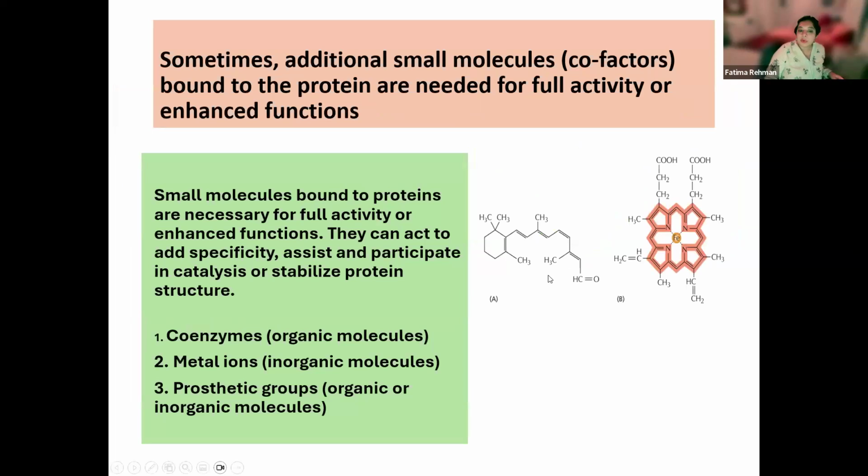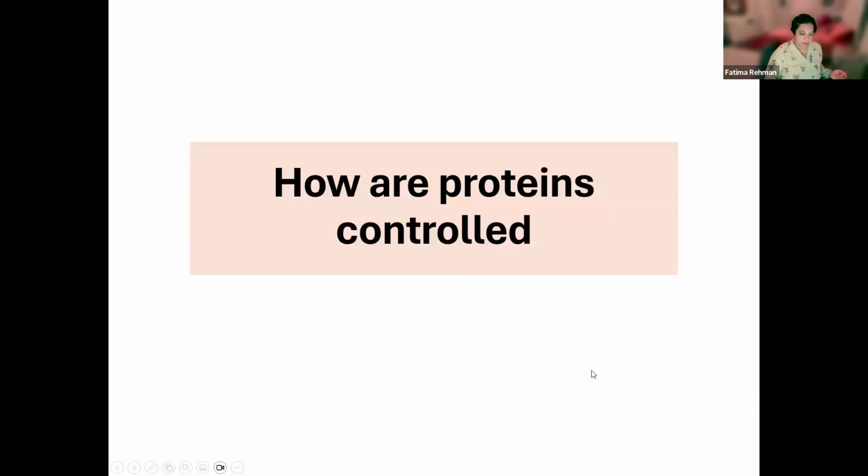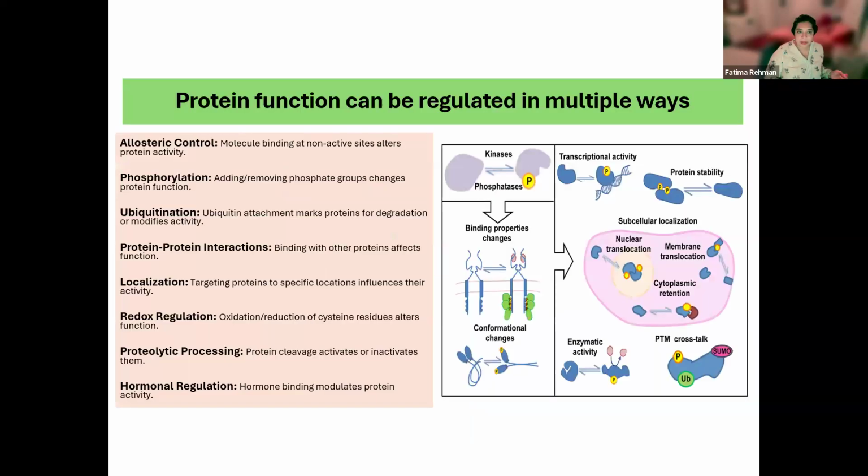Now, like we said before, sometimes you need additional help, and this help is provided through coenzymes, which are organic molecules within the cells, like the heme group, metal ions or inorganic molecules, or prosthetic groups, which are any type of organic or inorganic molecules that can bind to the protein to activate or deactivate it. Finally, we will talk about how proteins are controlled.